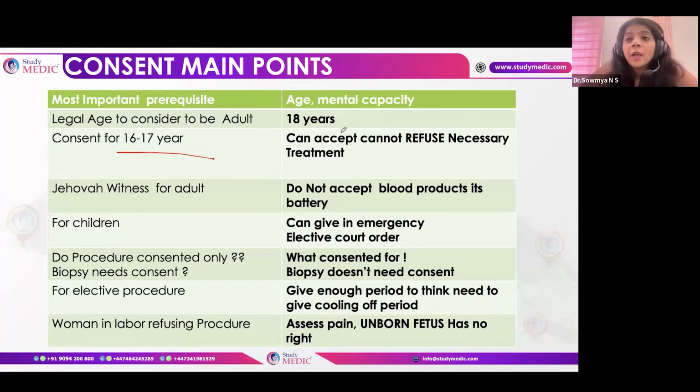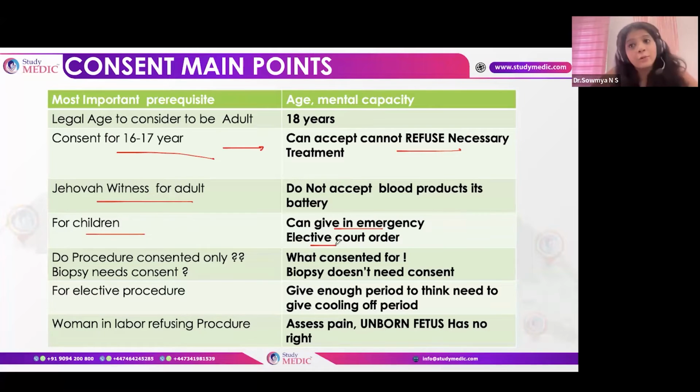However, if they accept, well and good, you can take their consent and proceed. If they do not accept the treatment which is necessary, then you can override their refusal. The point is they can accept, but they cannot refuse what is necessary for them because they are still less than 18 years. A Jehovah's Witness adult does not accept any blood products because it's battery. As I said, adult means 18 and more. For children, you can give in an emergency. The consultant would take another consultant's opinion and proceed in the best interest.